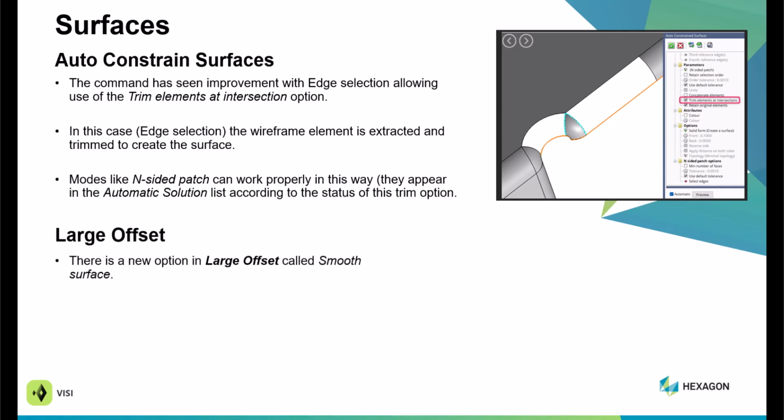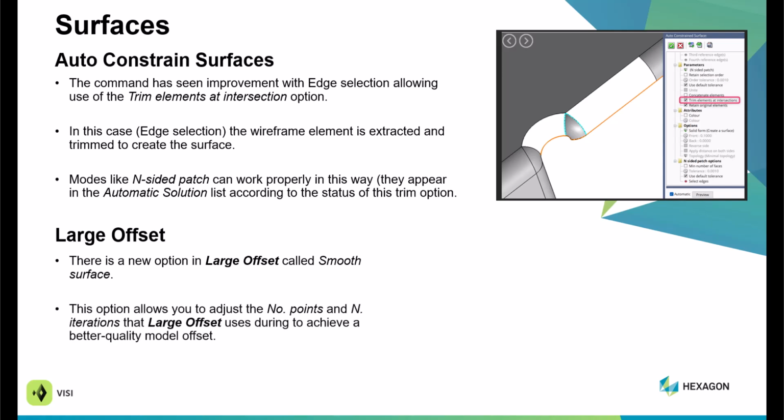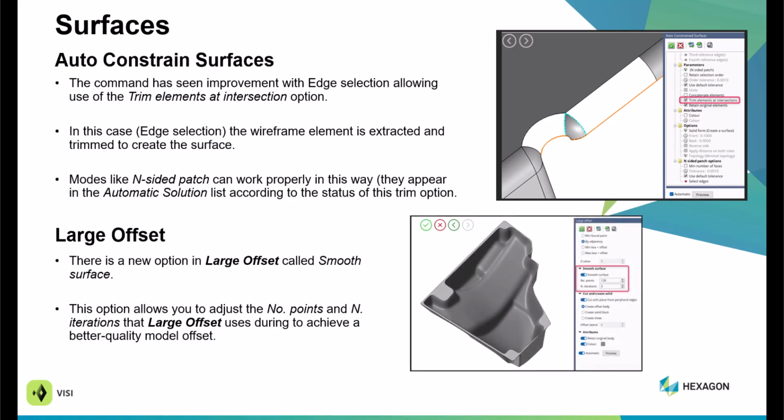Large Offset. There is a new option inside of Large Offset called Smooth Surface. This option allows you to adjust the number of points and the number of iterations within the large offset to achieve a better quality offset.